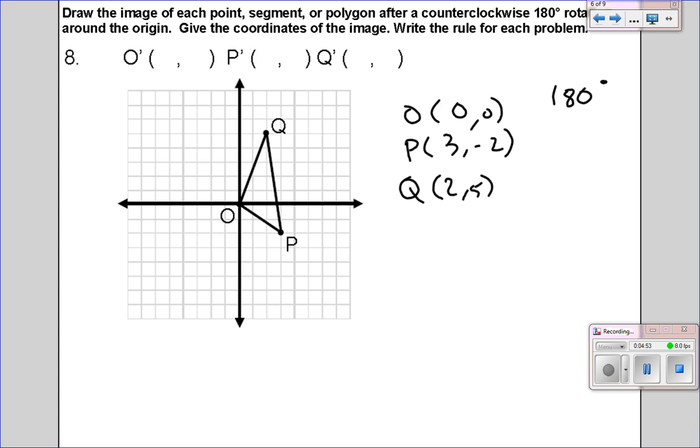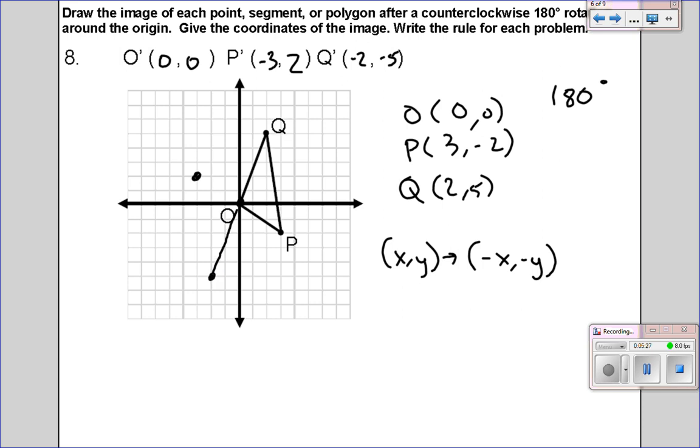All right, so we need to write the rule for a 180-degree rotation, and that's going to be (x, y) gives me (-x, -y). So O prime, well, 0 as a positive or negative is still the same, so (0, 0). P prime: change the 3 to a negative 3, and change the negative 2 to a positive 2. For Q prime, (-2, -5). So if you graph that, (0, 0), (-3, 2), and (-2, -5), this would be your new rotated 180-degree triangle.